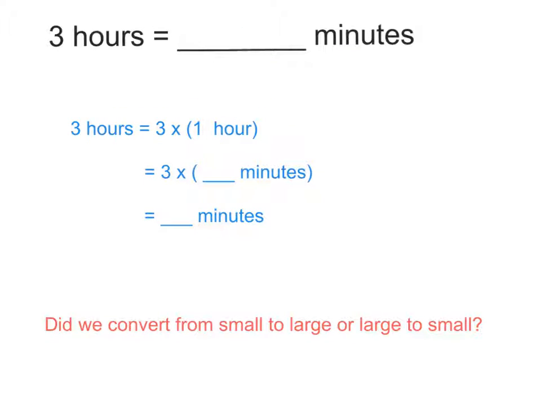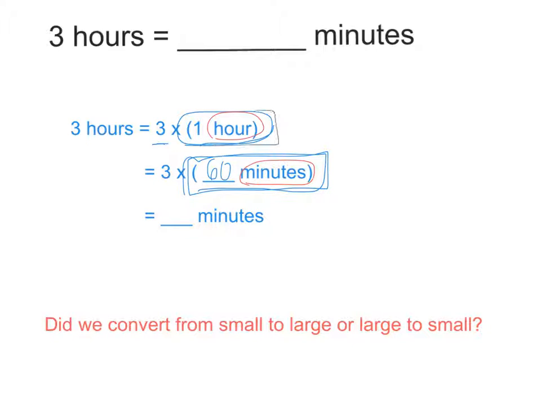3 hours is the same as 3 copies of 1 hour, yes? And you'll notice 1 hour is in parentheses because that is our conversion factor. We are going to change the label from hours to minutes. So 3 copies of 1 hour is the same as 3 copies of how many minutes? 60. What we have in the parentheses here, 60 minutes, is the same value as 1 hour, yes? Do you see how what we put in parentheses has the same value? Okay. Now we're ready to convert. 60 times 3 is what? 180 minutes. So 3 hours is the same as 180 minutes.